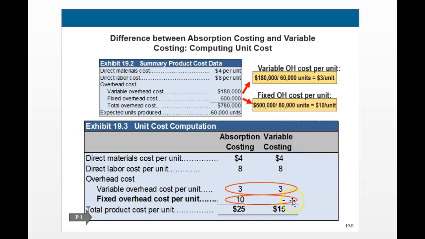In variable costing, we don't do that. So we have a difference in the cost of that product. So when I figure out cost of goods sold, this one is going to have a higher cost of goods sold, correct?